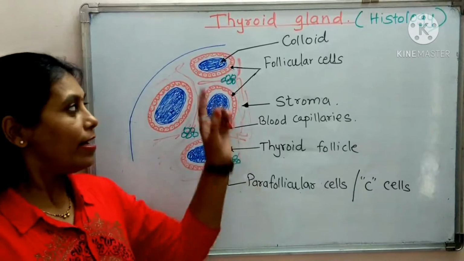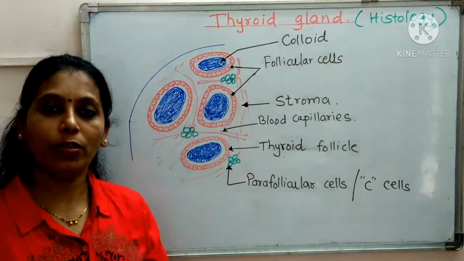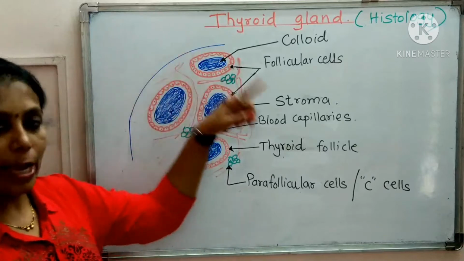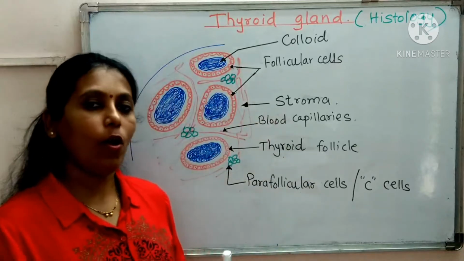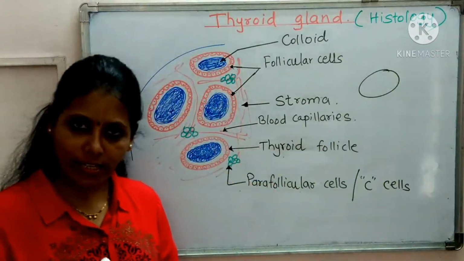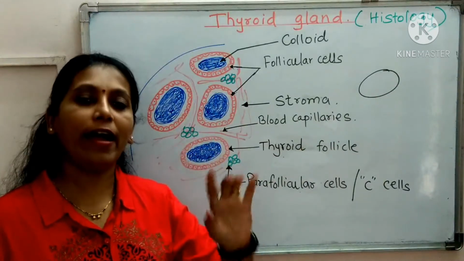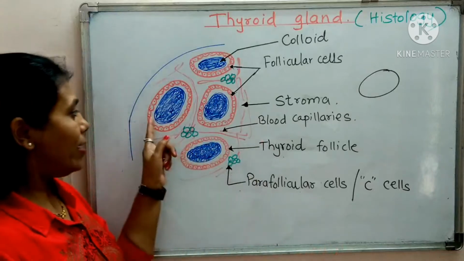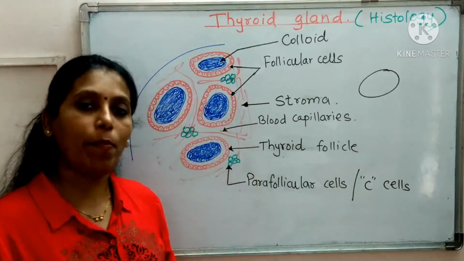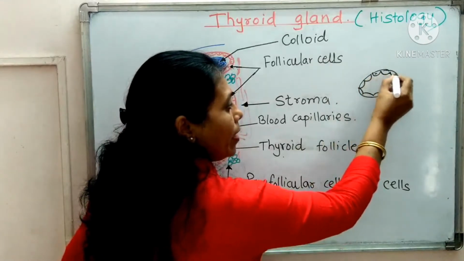Let us study the histology of the thyroid gland. Histology, you can say anatomy also: how the thyroid gland looks inside. This thyroid gland is made up of oval-shaped structures. These oval-shaped or rounded structures are called follicles. The structural and functional unit of the thyroid gland is the follicle. This follicle is made up of a single layer of cuboidal epithelial tissue.